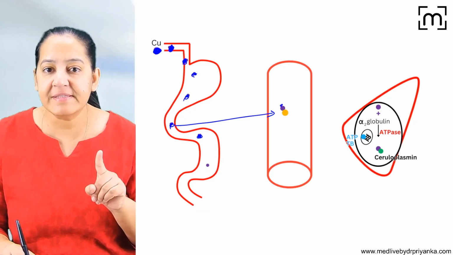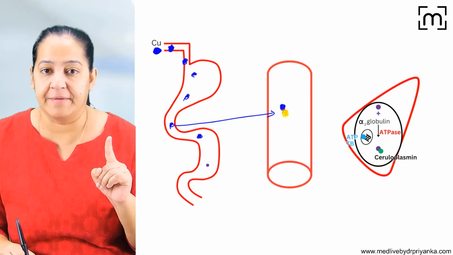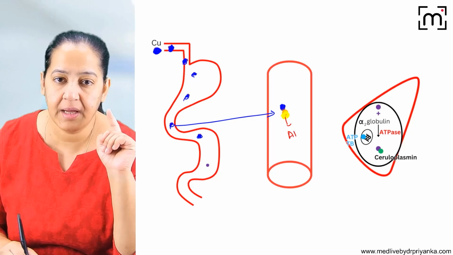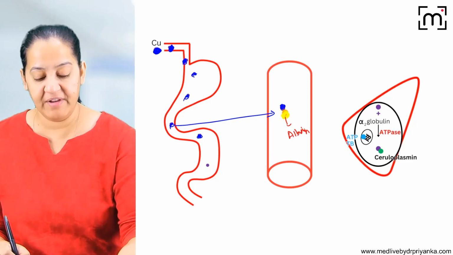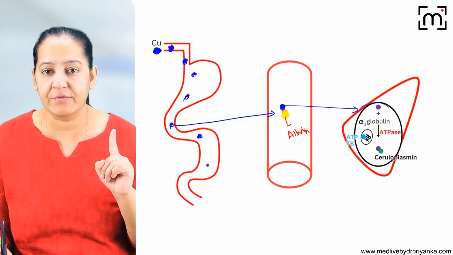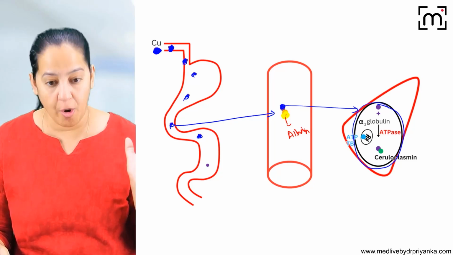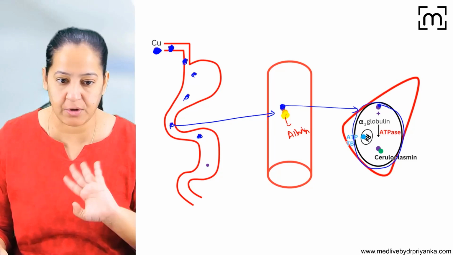In the blood, you can see this is the copper. It binds with albumin. Now this copper will go to the liver. This is the hepatocyte of the liver; inside the liver, there is a cell, the hepatocyte. So copper gets absorbed into the hepatocyte of the liver. Only copper is going, albumin is not going.